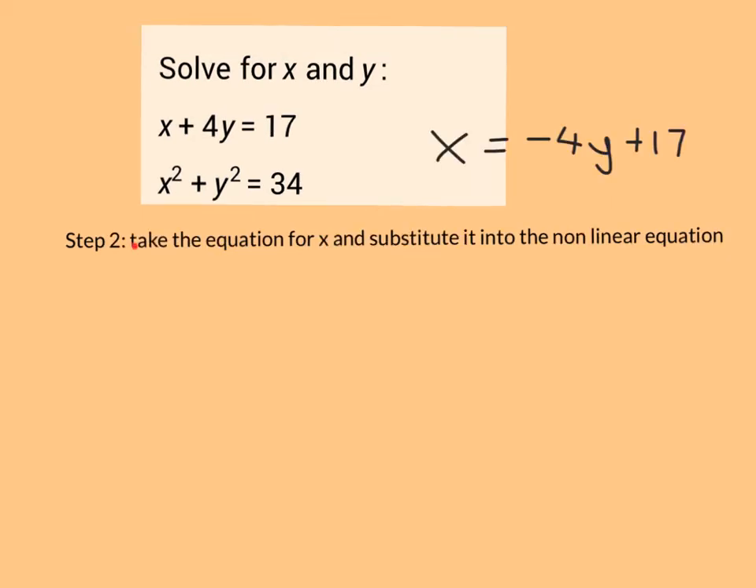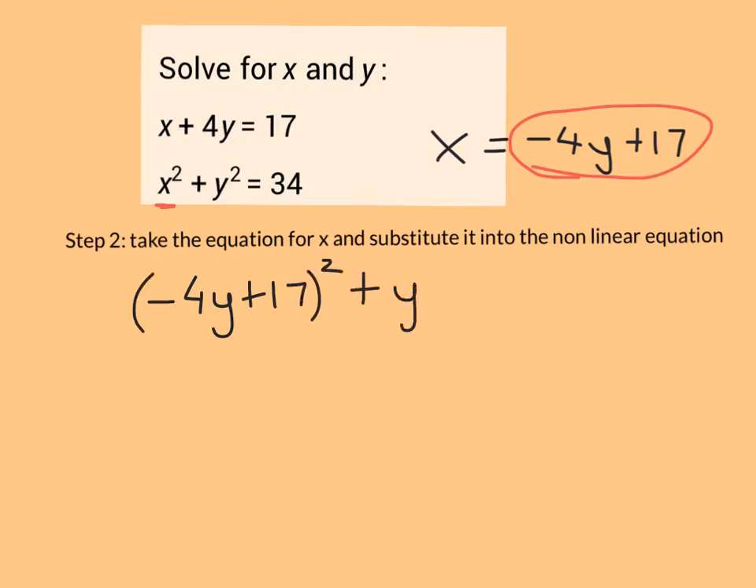Okay, for my second step, I'm going to take the equation that I have here for x that I just got in the last step and substitute it into the non-linear equation. So what do I mean by this? I'm going to take this minus 4y plus 17 and I'm going to stick it in here instead of x. So when I straight substitute that in, I'm going to get minus 4y plus 17 in brackets, to be squared, plus y squared equals 34.